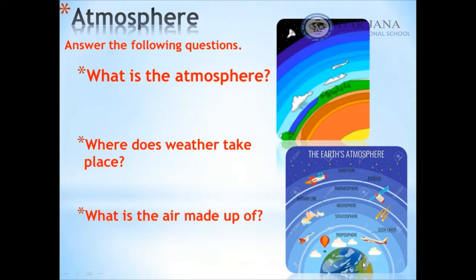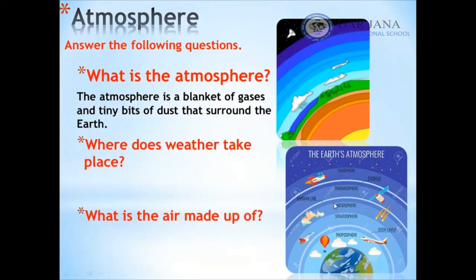Over here, we have the Earth. Above the Earth, we have air surrounding all the Earth, and we all agree on this. But this air is found in different levels. This is another picture showing you that. So an atmosphere is made up of layers of gases, and not only gases but also dust. That's why we see some dust in the sky. This is all about the atmosphere. So atmosphere is a blanket of gases and tiny bits of dust that surround the Earth.